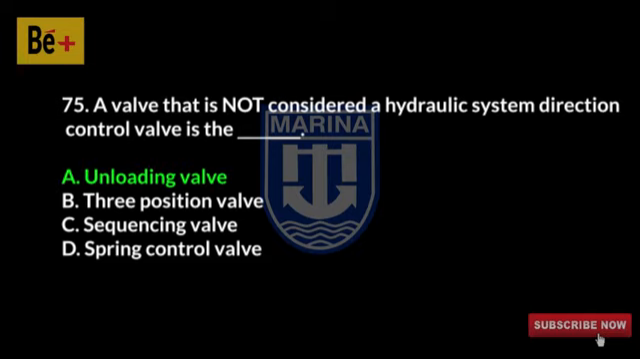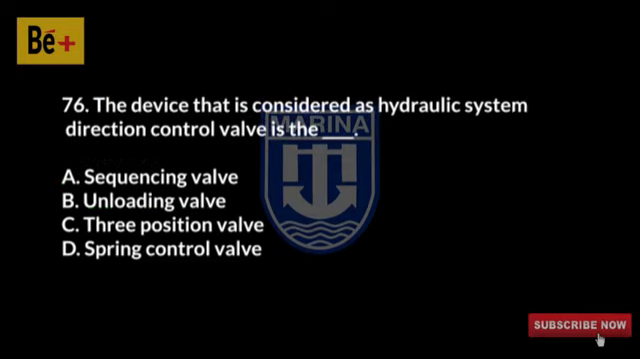The device that is considered a hydraulic system direction control valve is the: A. Sequencing valve, B. Unloading valve, C. 3-position valve, D. Spring control valve. The answer is C. 3-position valve.